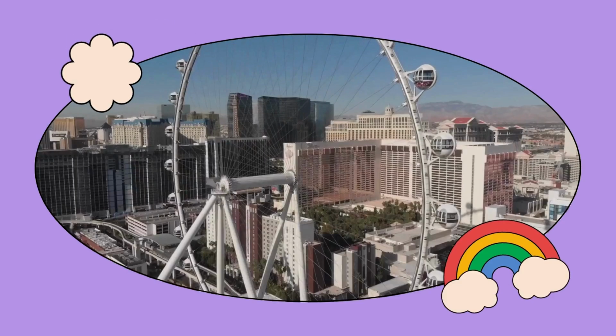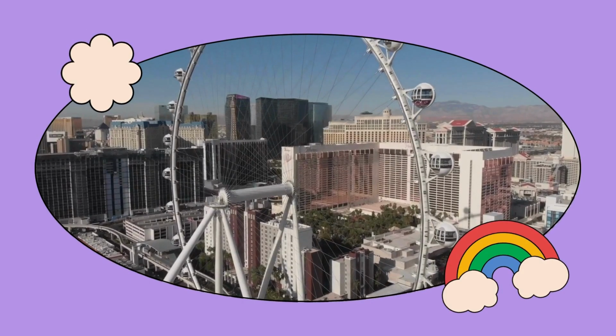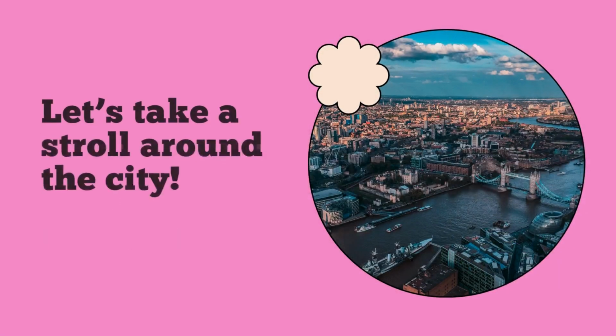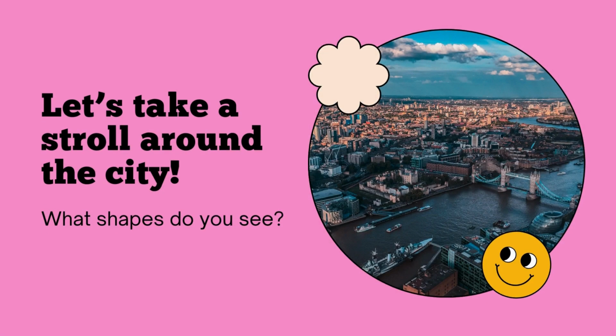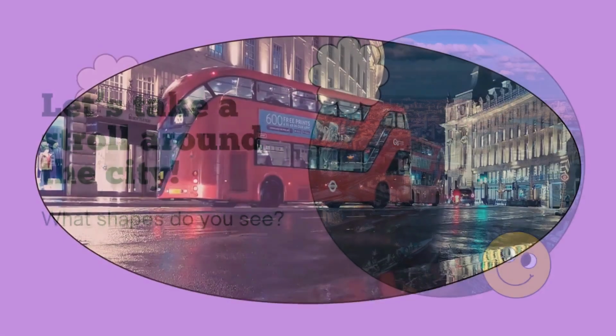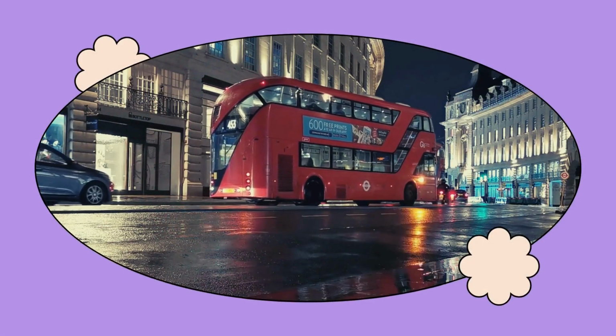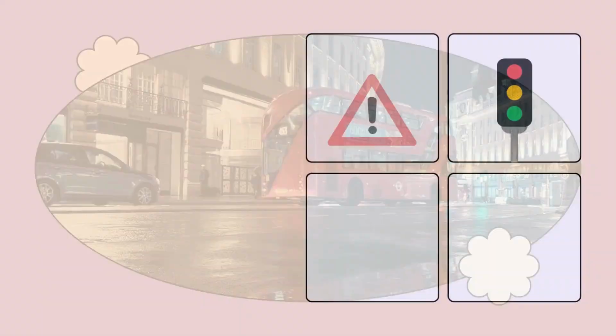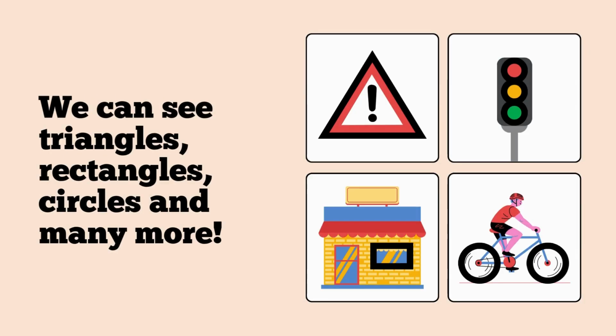In today's video, we will be learning about parts of a circle. Look around you. Look around your city. What shapes do you see? There are many things you can see like vehicles, traffic signs, roads, boards, and many more. We can identify triangles, rectangles, circles, and many more.